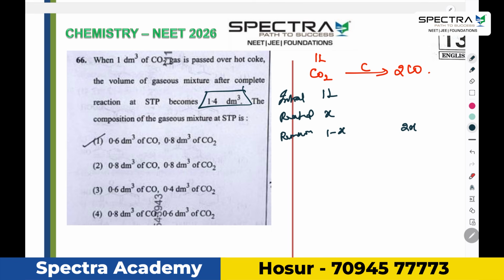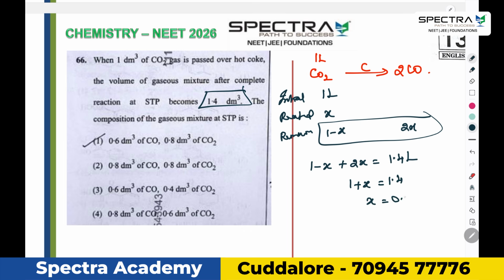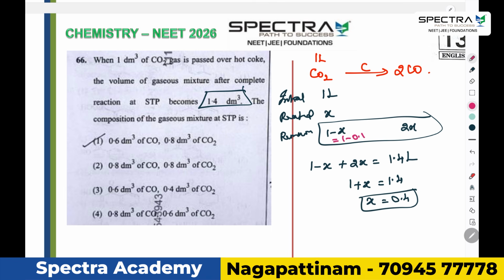But at the reaction end, what is given now? 1.4 liter. That means 1 minus X plus 2X. When you add these two, you'll get 1.4 liter. So it is 1 plus X equal to 1.4 liter. X equal to 0.4 liter. So this is 1 minus 0.4. The answer is 0.6 liter.